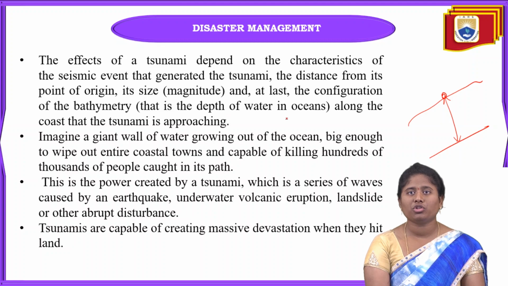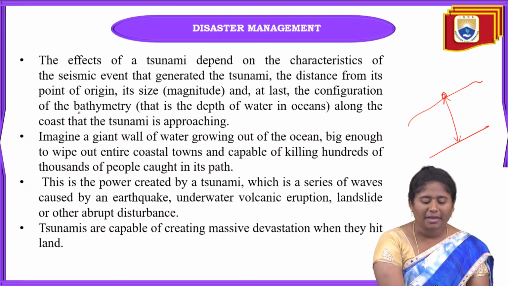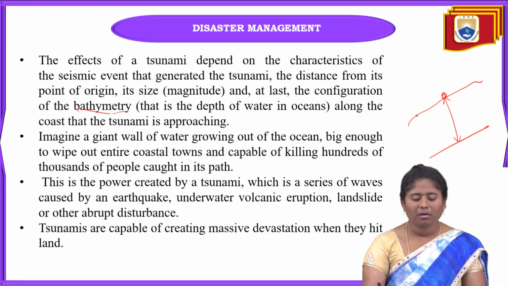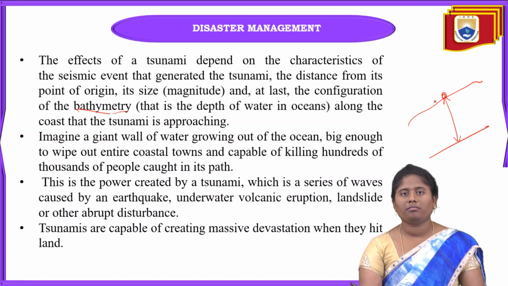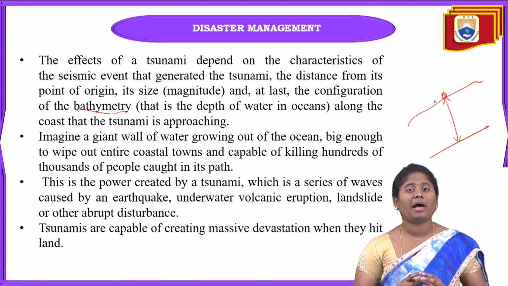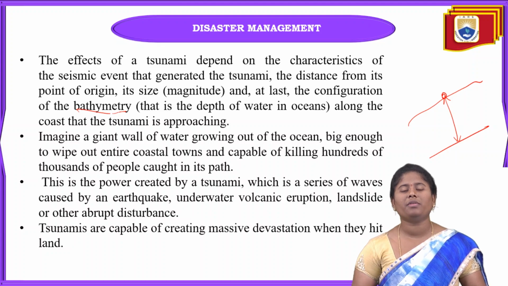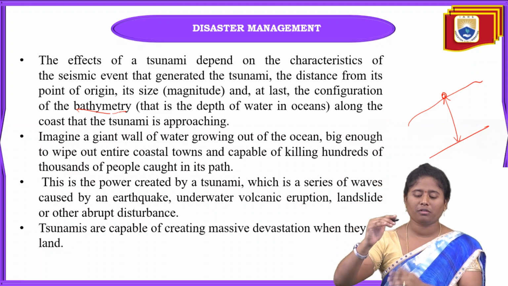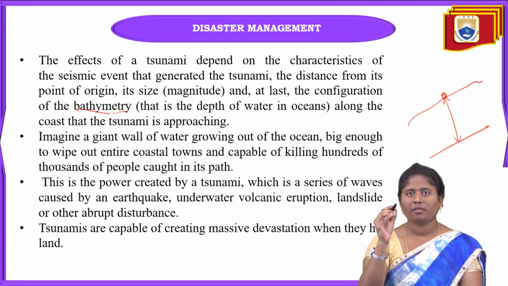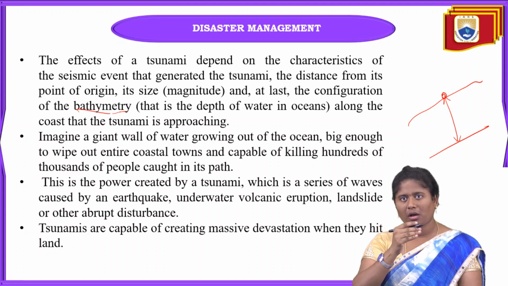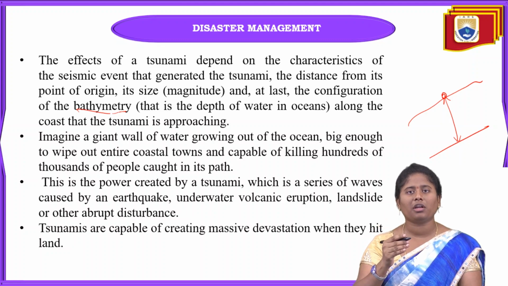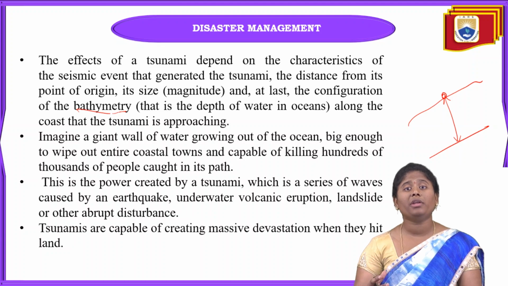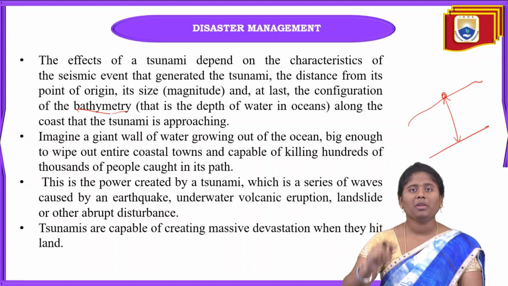The depth of the water in the ocean is also called bathymetry. When the ocean is at some high depth, a tsunami can occur. When that large wave occurs at that depth and approaches, we know it will kill many thousands of people, according to the height of the wave.